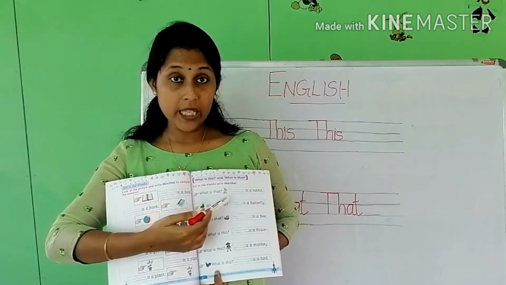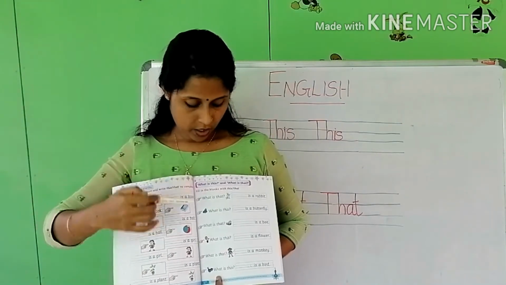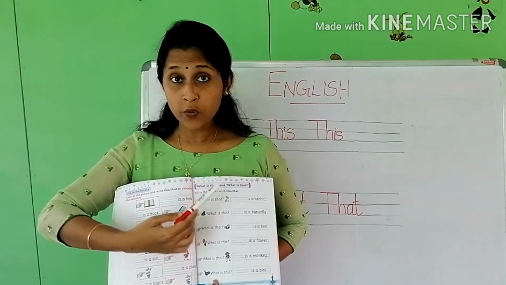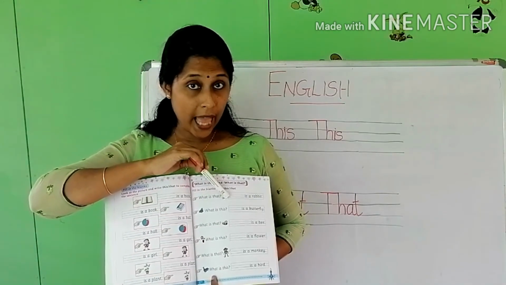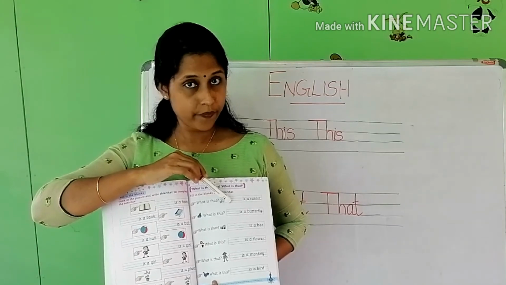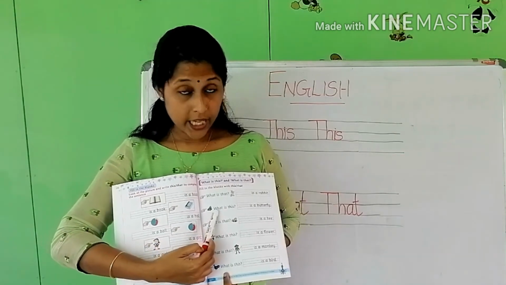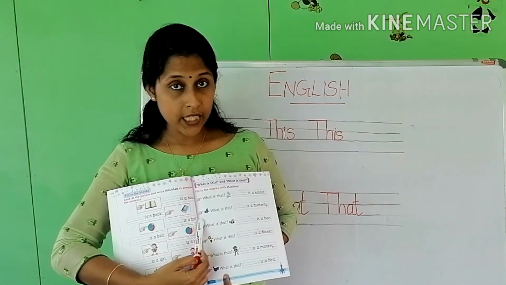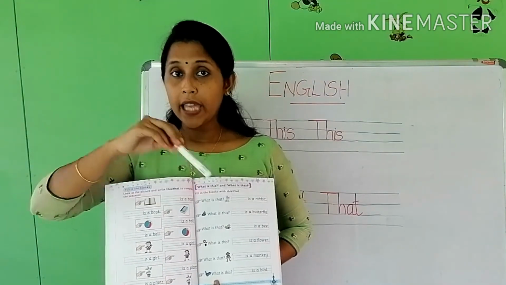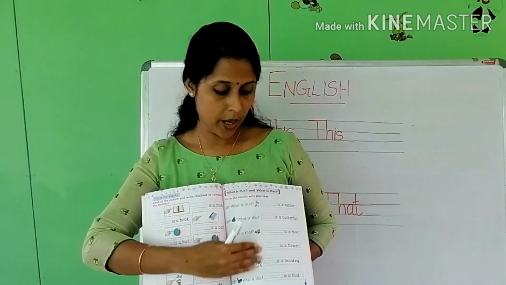Here you can see so many sentences, right? First one: here is a rabbit that is far away from this pointing finger. It's asked, what is that? The rabbit is far away, so you have to say, that is a rabbit. So you write the word that in the blank given here. Again, here is a butterfly which is near to this finger. It's asked, what is this? The answer will be, this is a butterfly. So do this activity like that. Write the words this and that in the appropriate places.